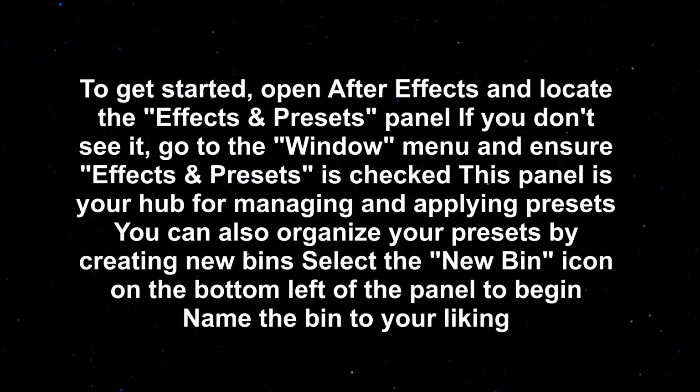To get started, open After Effects and locate the Effects and Presets panel. If you don't see it, go to the Window menu and ensure Effects and Presets is checked. This panel is your hub for managing and applying presets. You can also organize your presets by creating a new bin. Select the new bin icon on the bottom left of the panel to begin. Name the bin to your liking.